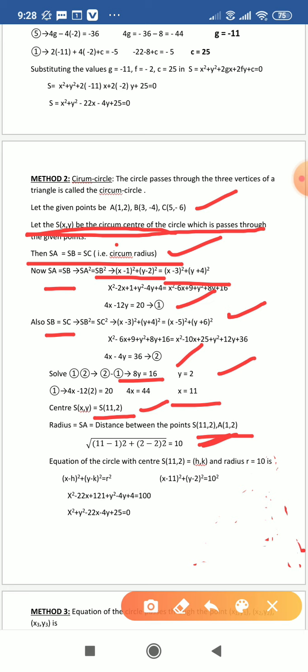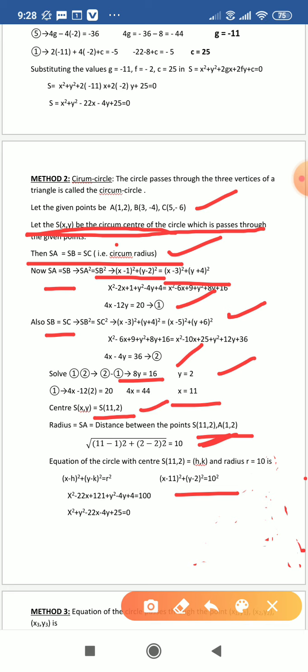So the equation of the circle with the center 11, 2, let it be (h, k), and radius r is equal to 10. What is the equation formula? (x minus h) whole square plus (y minus k) whole square is equal to r square. Here (h, k) is the center 11, 2 and r is the radius 10. So substitute: (x minus 11) whole square plus (y minus 2) whole square is equal to 10 square.